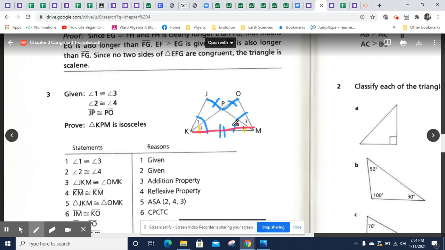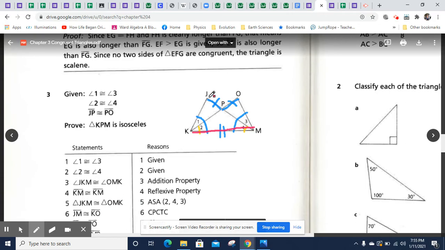And so now we've got angle, side, angle. So the angle here, the combination of 3 and 4, so that's OMK. And then the side here being congruent to itself. And then OKM, that makes an angle, side, angle. And then we can do JKM and the side KM, and the smaller angle, JMK, those make angle, side, angle. Okay, now we've got what we need to prove.